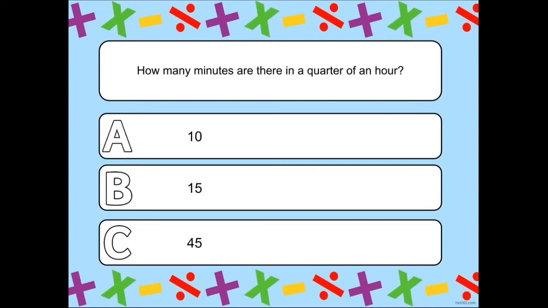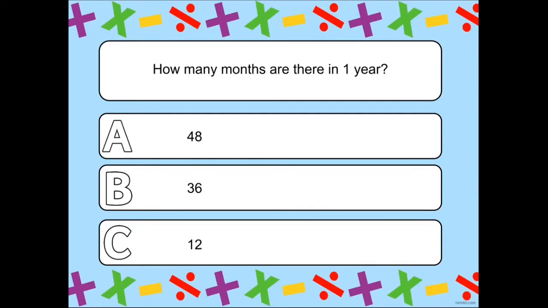Question 6. How many minutes are there in a quarter of an hour? A, 10, B, 15, C, 45. Question 7. How many minutes are there in half an hour? A, 10, B, 20, C, 30.